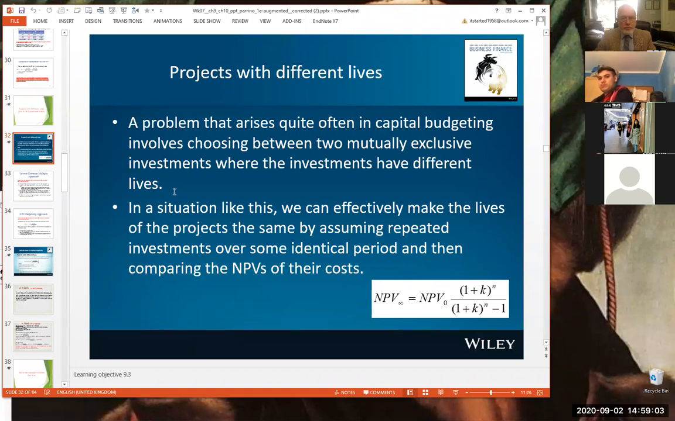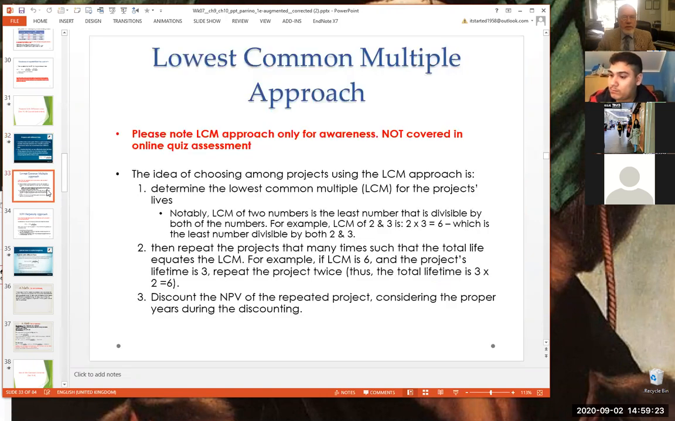Read through this. What you can do is convert the projects into equivalent, if you like, perpetual projects. And you can work out a net present value to infinity for each of the projects. That's one approach, and I'll let you run through the maths there. Another approach is what's called the lowest common multiple approach, where, going back to our example, 6 months to get 1 mil and 5 years to get 2 mil.